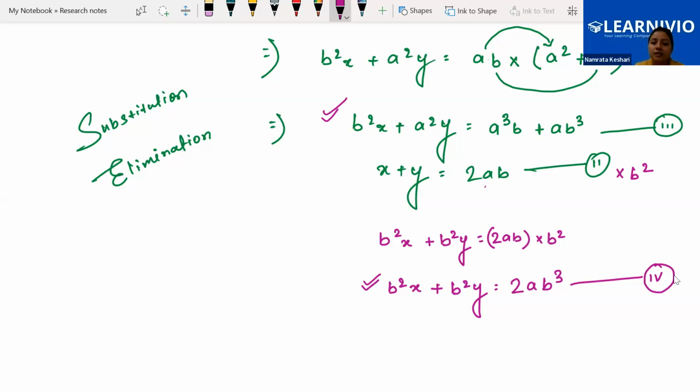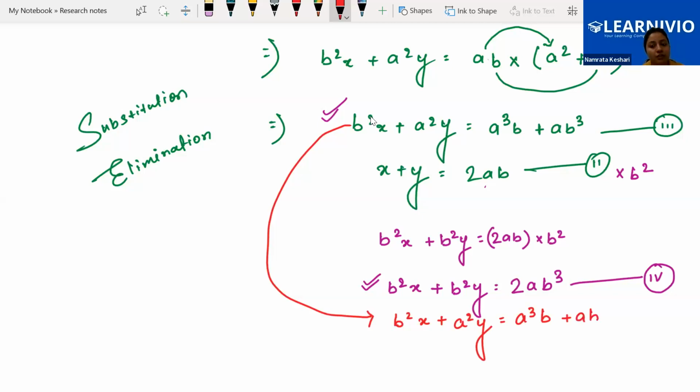Okay. Let's write equation 3 below equation 4 so that we will not get confused. We will treat these two equations and use the elimination method to eliminate. We will remove any one of the variables. So I'm just copy pasting this equation number 3 over here. It was b square x plus a square y is equals to a cube b plus ab cube. This is what we were having as equation number 3. I am just writing it again. Now we will be eliminating any one of the variables.